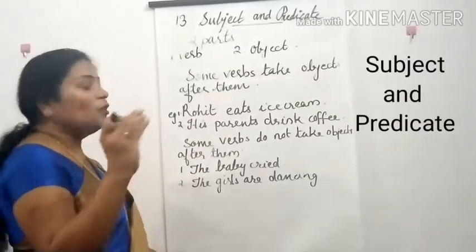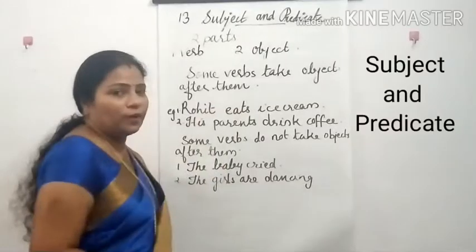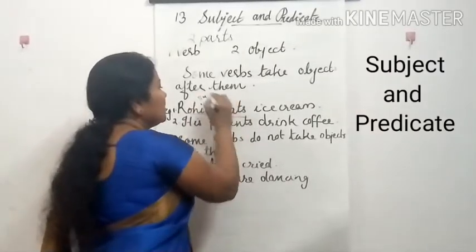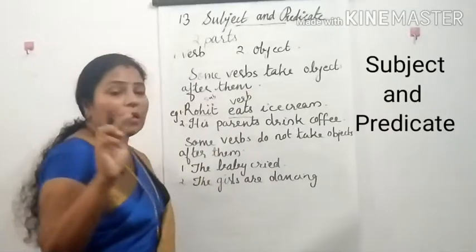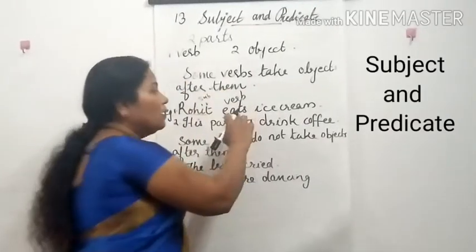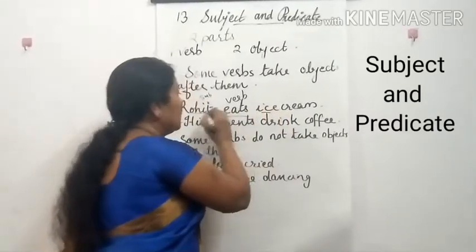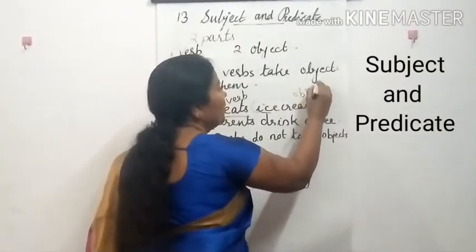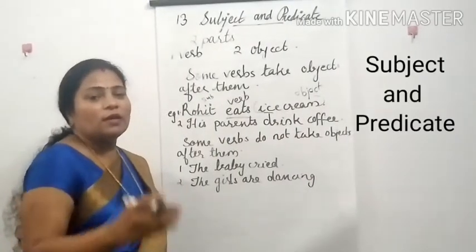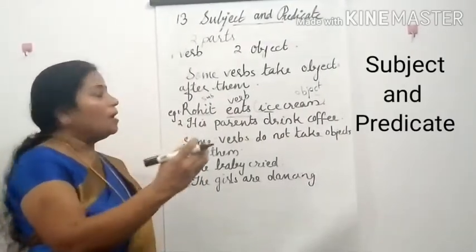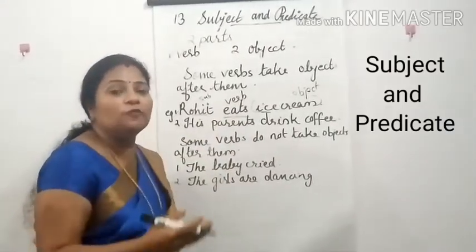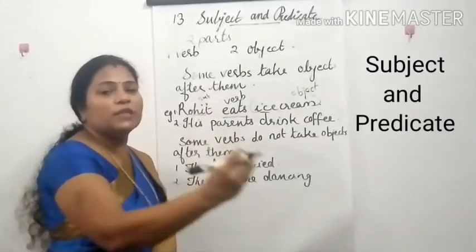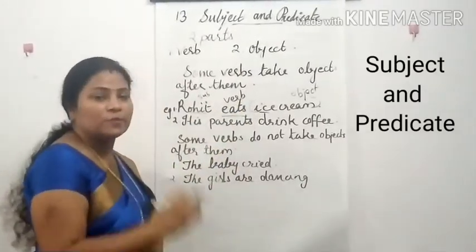For example, see here, Rohit eats ice cream. This is our subject, this is our verb, right? Some verbs take objects after them. After the verb there will be an object. Rohit eats what? Ice cream. So ice cream becomes our object. It is not necessary that an object always comes after the verb. That's why they say some verbs take objects after them. That means after the verb there will be an object in some sentences.